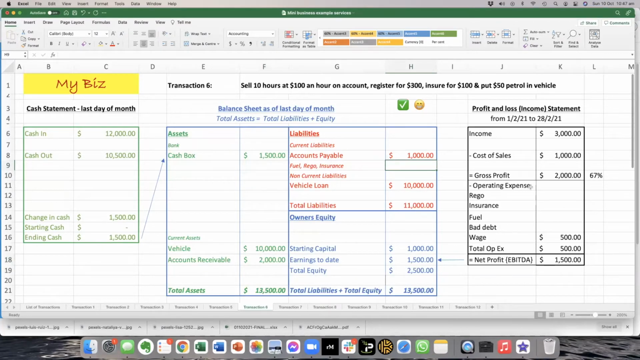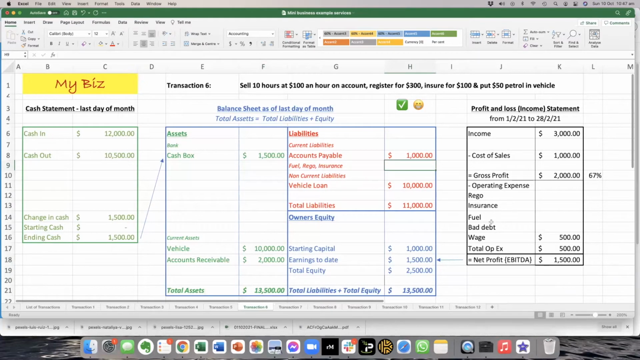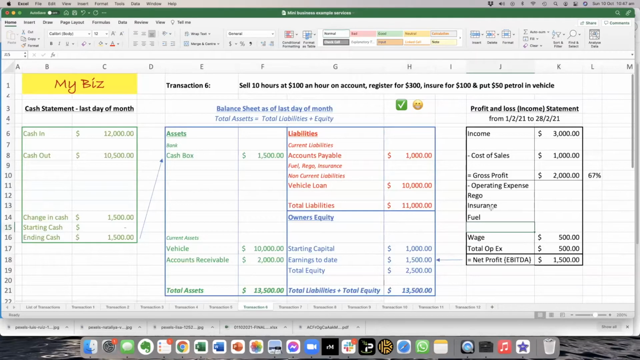Keep drumming that in. Now we've got rego, insurance, fuel as well that we're going to have to put into here. We're going to get to bad debt in a while. That's in one of the other videos coming up. So it's a cost of doing business, so it goes into your operating expenses, as you'll know if you've watched the other videos. So our rego is $300. Our insurance is $100. And we're going to put $50 worth of petrol in the tank.